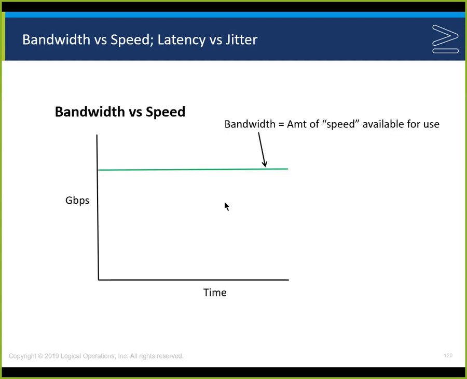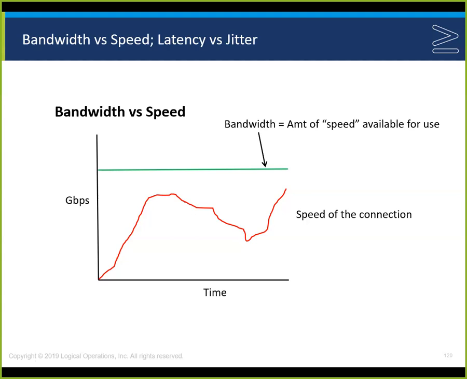So bandwidth, this is a little bit of what goes on here. Bandwidth versus speed, latency, and jitter. We have the bandwidth here, the amount of speed available for use, in gigabits per second. How much do we have on these things? The speed of the connection is not necessarily going to be what we define as the maximum. We have a 10 gigabit connection. Are we getting 10 gigabits? Maybe or maybe not.